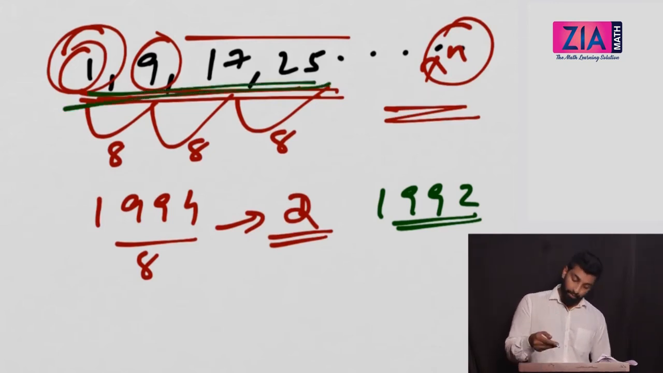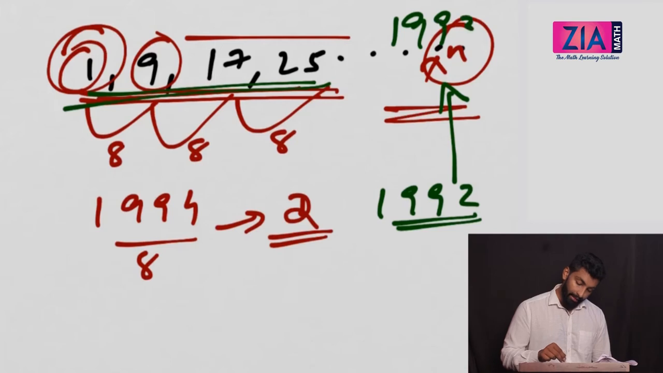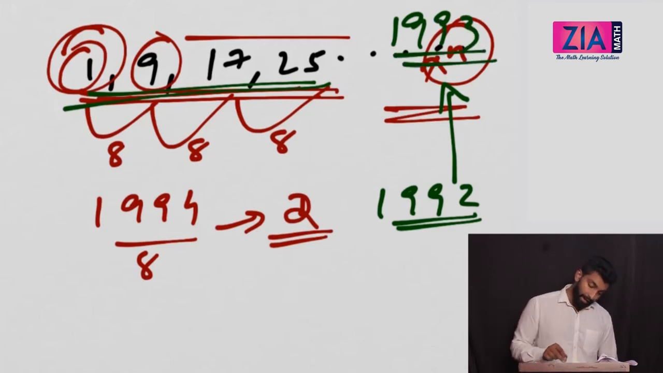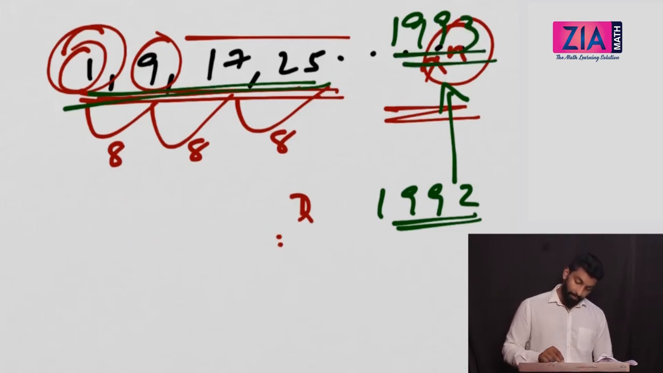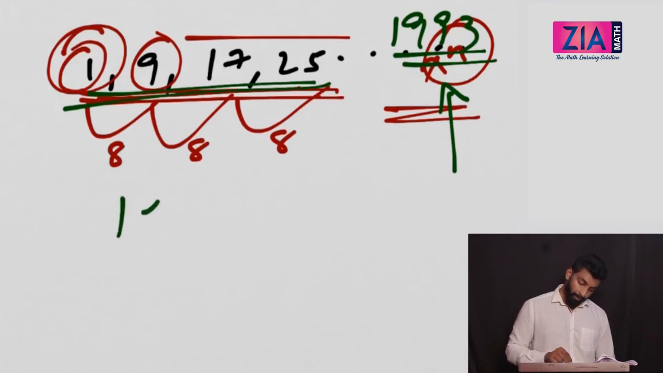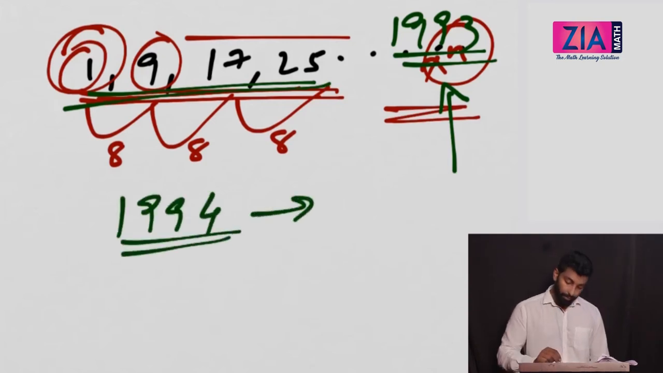Multiple of 8 plus 1. So what will be the number in the series, the last number, which is close to 1994? 1993. That means 1993, I am counting as the thumb. So 1994 will be which finger?